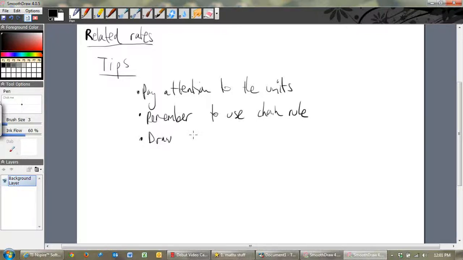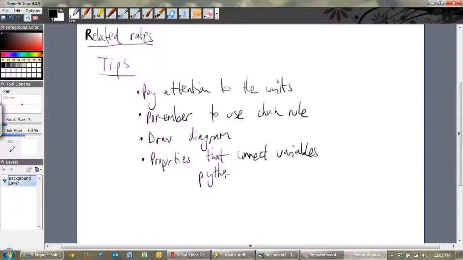Always draw a diagram. That will help you to think about the question and to understand what's happening. And also you'll need to think of, I guess, properties that connect variables. Okay, so that might be Pythagoras. Might be areas of triangles or something like that. Might be volume formulas. Similar triangles often happens. Things that connect the variables together.